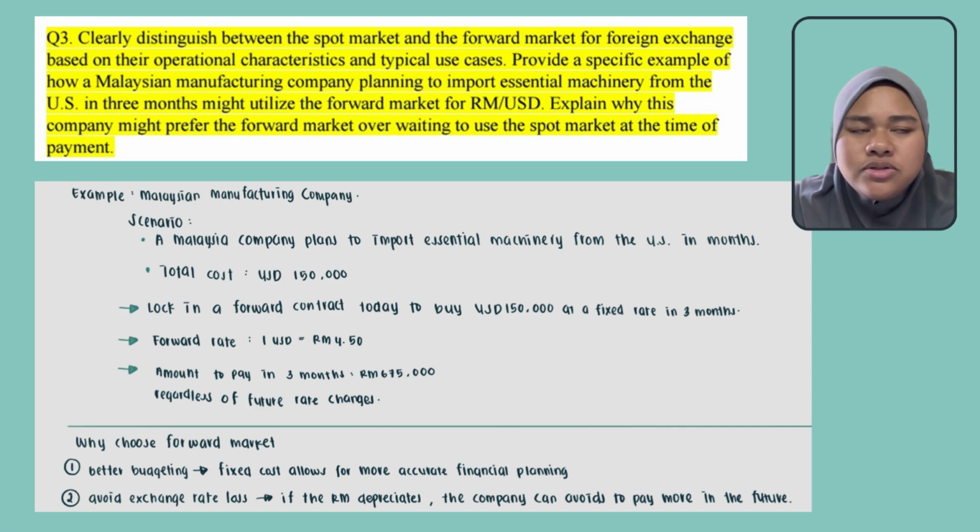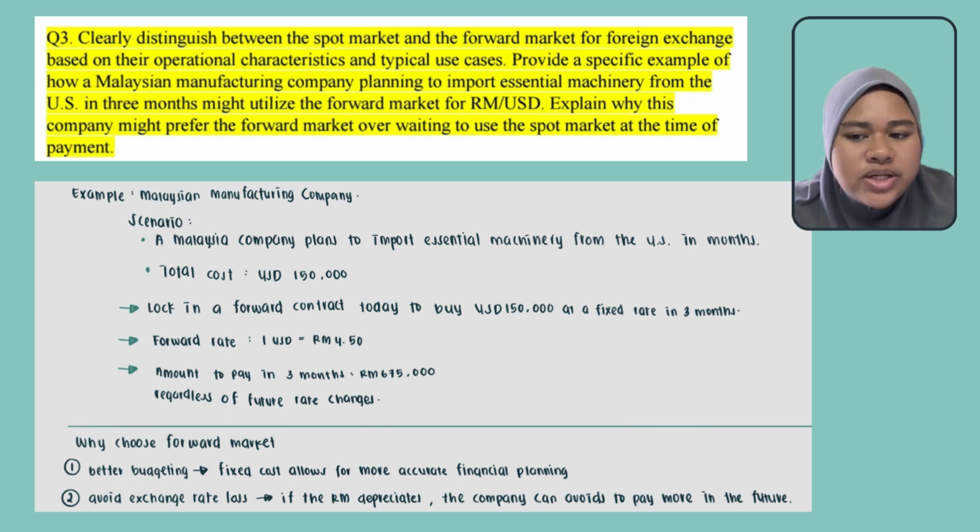And the amount that the company needs to pay in 3 months is about 675,000 ringgit. How do we get the 675,000? We take the 150,000 times 4 ringgit 50 cents and we get 675,000. So why do we choose the forward market?